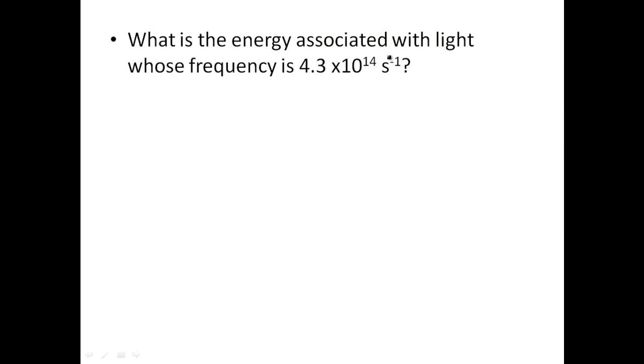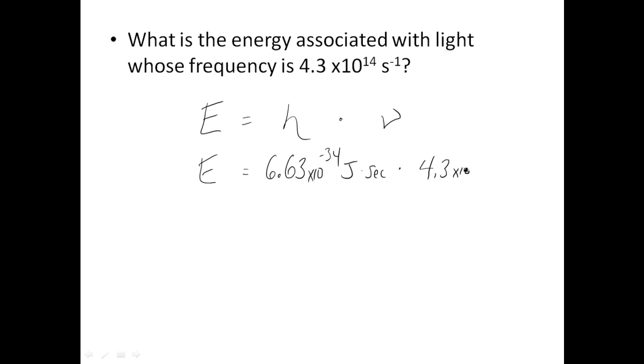So what's the energy associated with light whose frequency is...? So now we write out our equation, because we've got energy, so we're going to use the energy equation. Planck's constant times frequency. We don't know energy, so we're just going to plug in an E. We do know Planck's constant. We always know Planck's constant, 6.63 times 10 to the negative 34th joules seconds. And then we're going to use the frequency that's given to us in the problem, 4.3 times 10 to the 14th, and then the seconds negative 1, I like to write like this, per second, because it means the same thing.